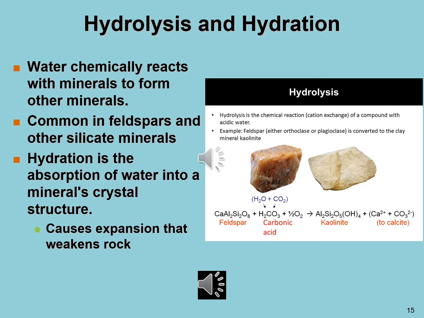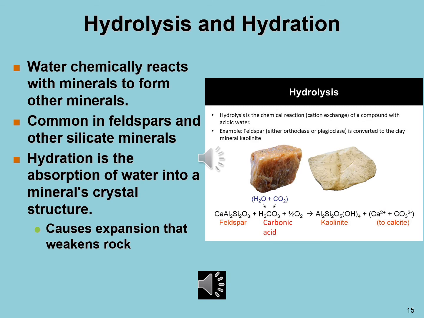During hydrolysis, water reacts chemically with minerals and breaks them down to form other minerals. An example is K-feldspar, or potassium feldspar, found in granite. It reacts with acidic water to form kaolinite, a type of clay, along with a variety of dissolved ions. It occurs in other silicate minerals as well. During the hydration process, water is absorbed into the crystal structure of the mineral, causing certain minerals such as clay to expand and weaken the rock.